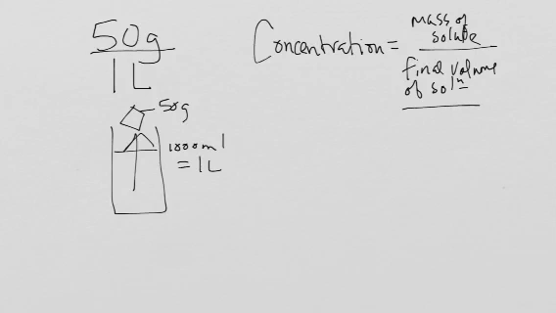So this is why you see here the word final volume. The final volume is not the amount of liquid you add. The final volume takes into account not only the volume of the liquid you've added, but also the volume of the solute that you've added to the solution.